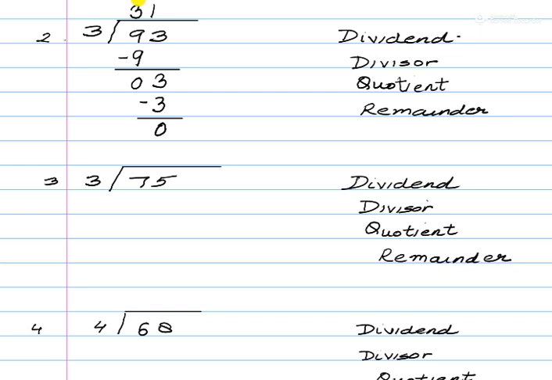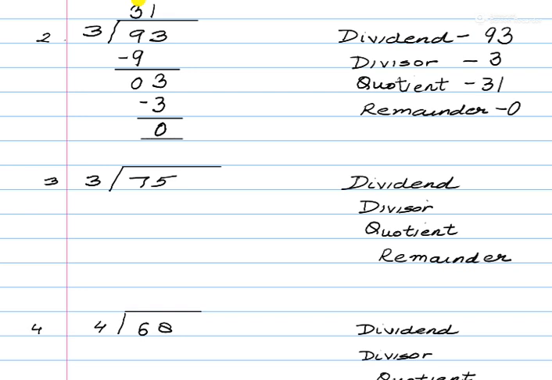So dividend, similarly we were doing earlier, we are doing here. Dividend is 93, the number that is getting divided. Divisor is 3, the number by which you are dividing. Quotient is 31, the answer that you get. And in this sum, we have remainder 0 because nothing is left at the end.